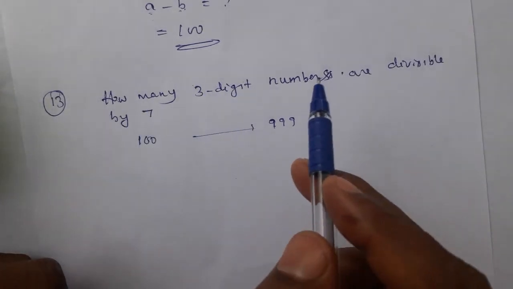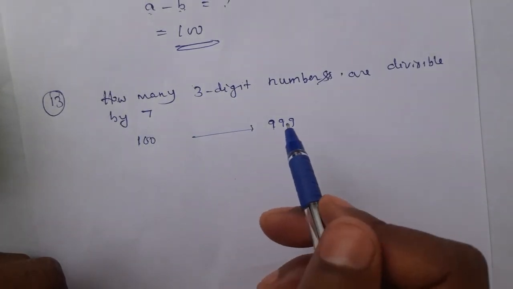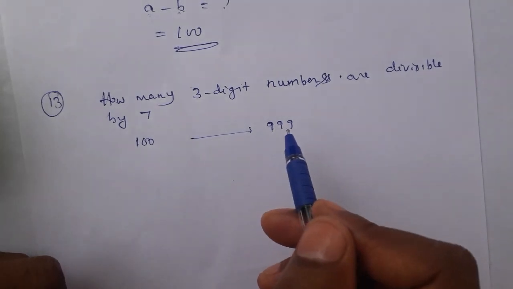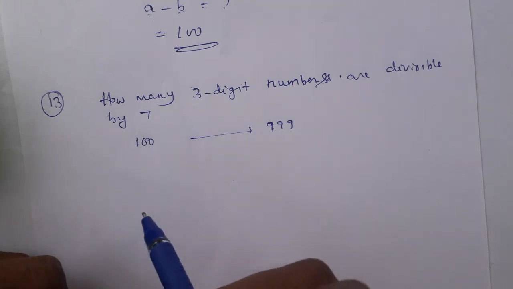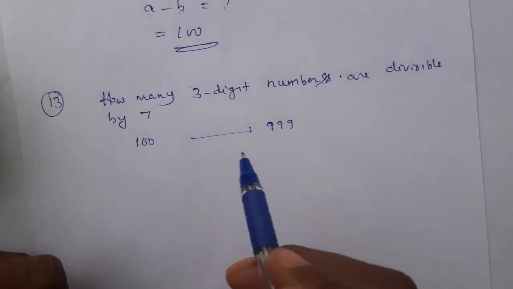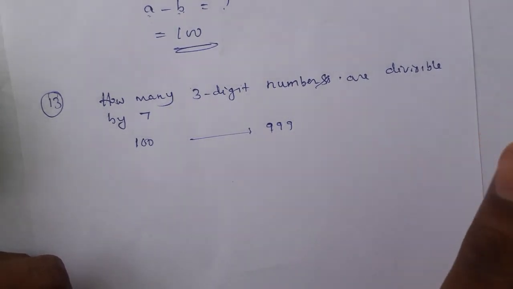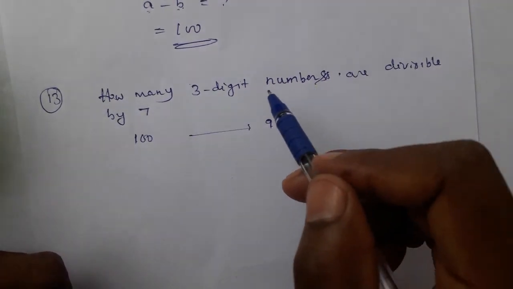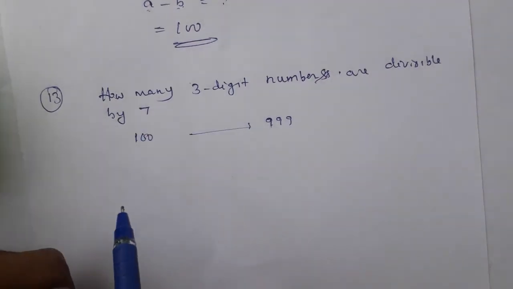How many three digit numbers are there? We know that the three digit numbers run from 100 to 999. We subtract: 999 minus 100 gives 899, and adding 1 gives 900. Totally 900 three digit numbers are there. Out of these 900 three digit numbers, how many are divisible by 7? That is what they ask.